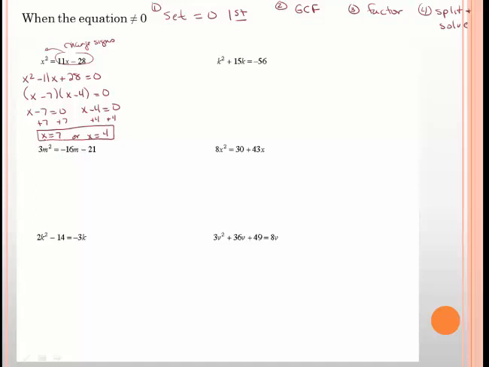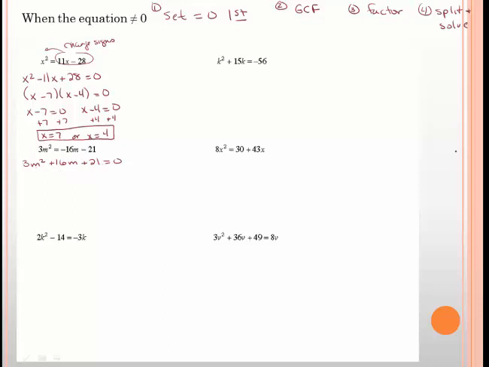Again, I'm going to pick this whole thing up and move it over. That'll give me 3m squared plus 16m plus 21 is equal to 0. So as long as you shift everything over, you have to change the signs. 3, 16, and 21 don't have any common factors. So I need to figure out how to factor this.